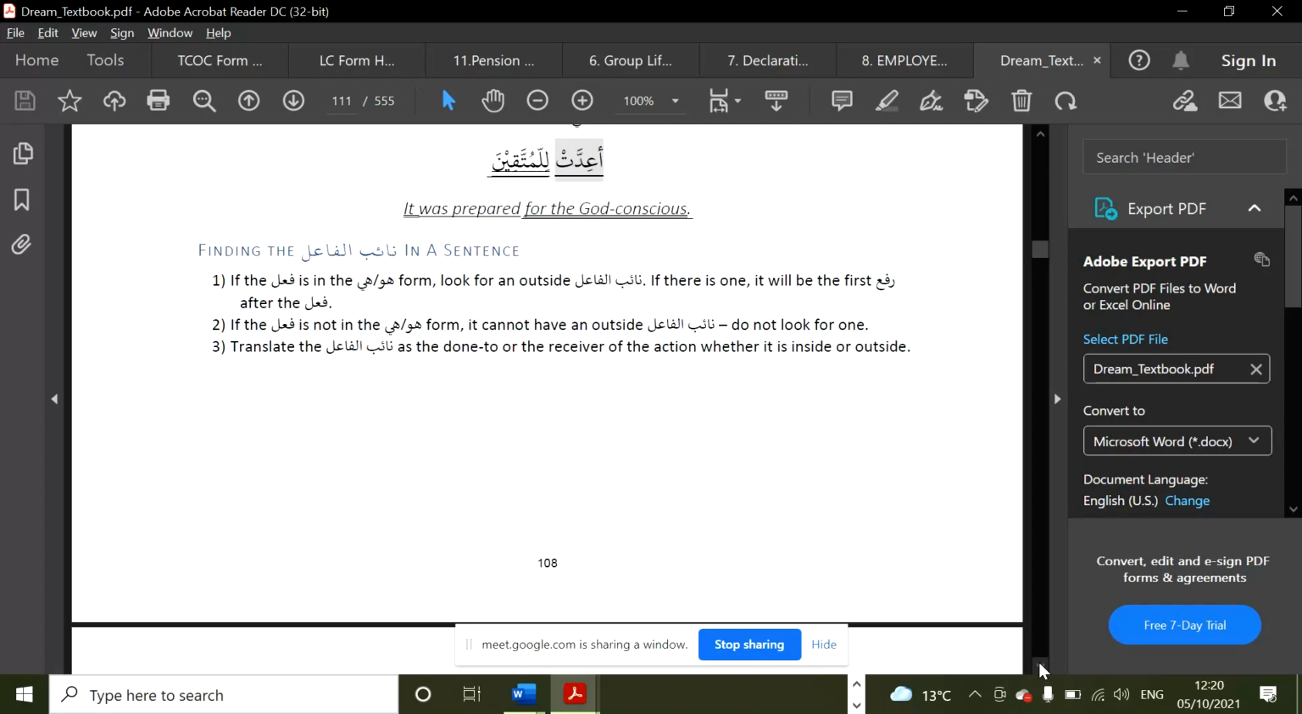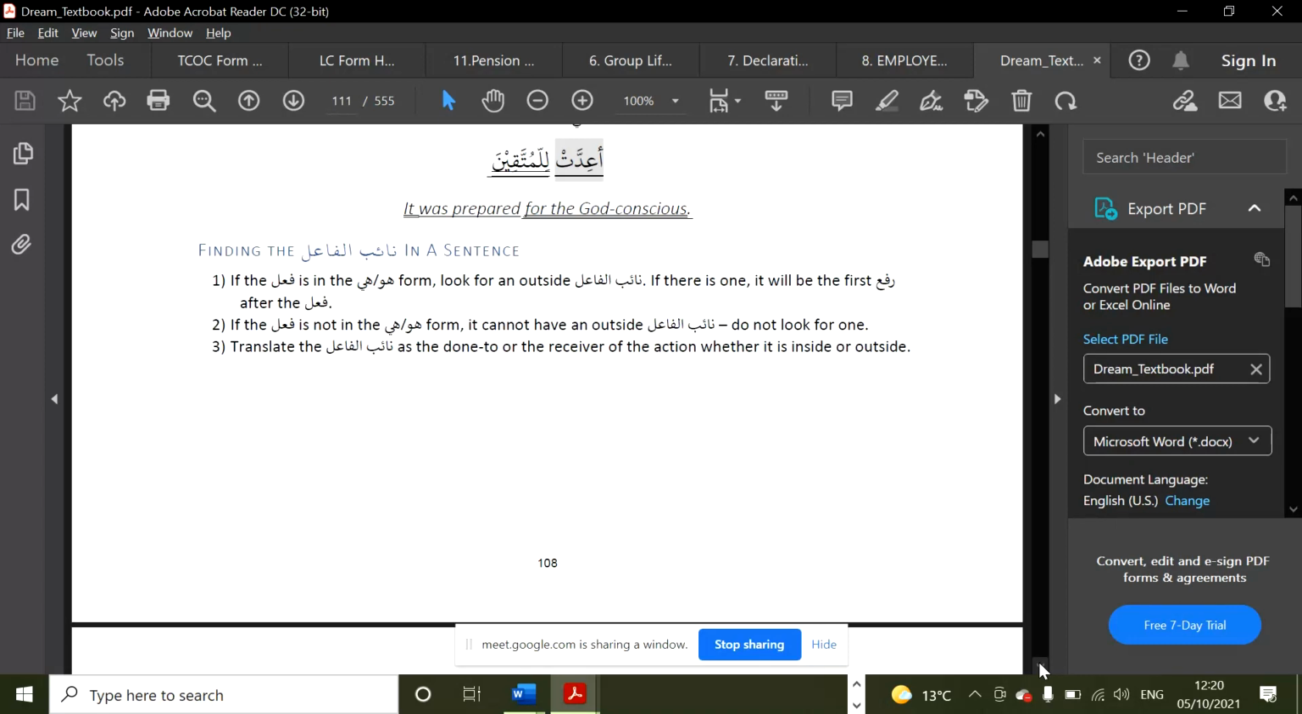Same rule as we have for the fa'il is for the naibul fa'il. Please read the second point. Number two: if the fi'l is not in the hiya or huwa form, it cannot have an outside naibul fa'il. So do not look for one. If it's not huwa or hiya, there is no need to look for any outside one. Same as for the case of the fa'il.